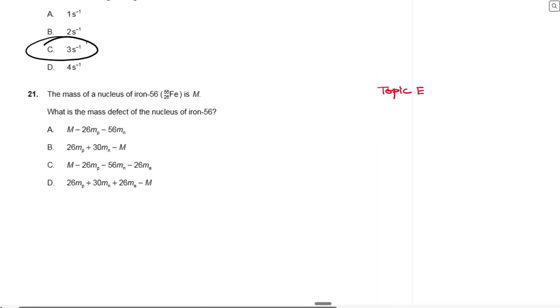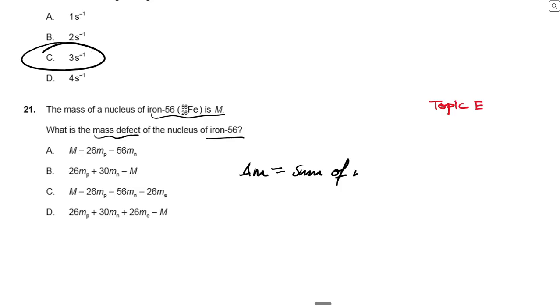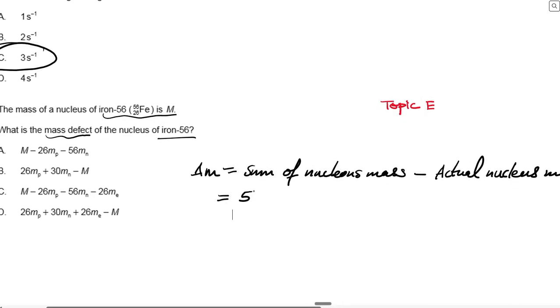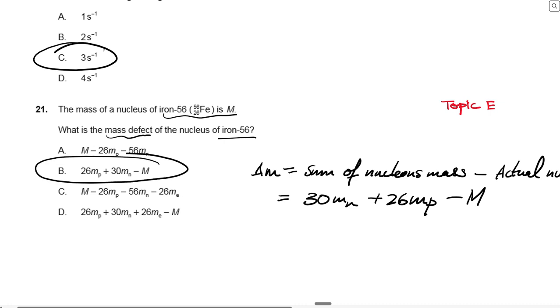Okay, now question 21. The mass of a nucleus of iron 56 is M. What is the mass defect of the nucleus of iron 56? So mass defect is just the sum of nucleon mass minus the actual nucleus mass. And so what we have is 30 neutrons plus 26 protons, times their masses, minus M. Which one is that? That is B, so our answer is B.